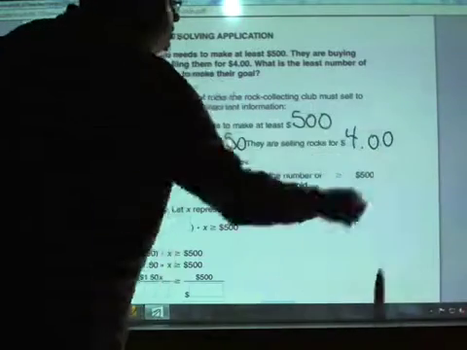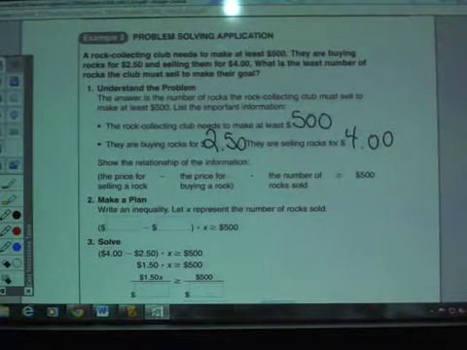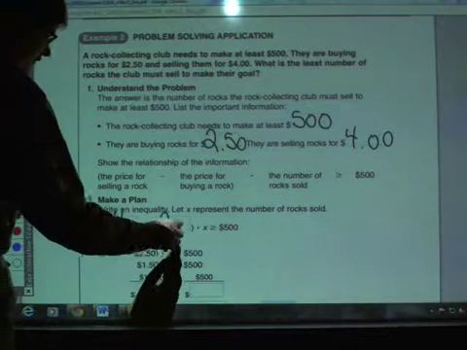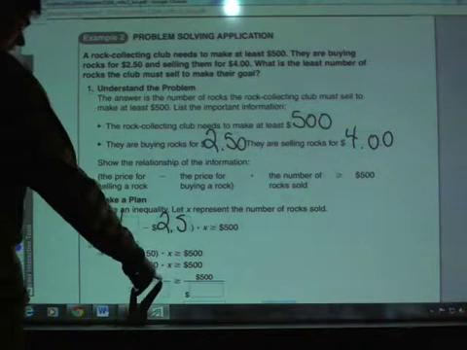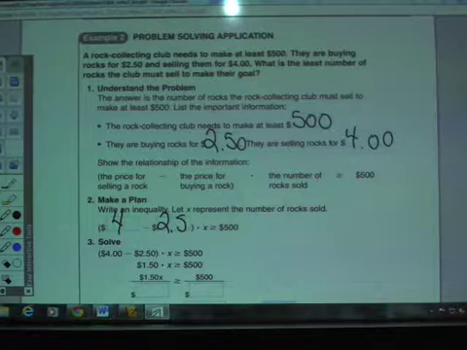So what they're going to do is take that information and turn it into a statement to help us find the profit. If they're selling them for $4 and buying them for $2.50, their profit on each rock is $1.50. So that's going to be how we're going to generate our inequality here, by taking $1.50 and multiplying it by the number of rocks that we're going to sell, which is called x. Obviously, that's our unknown, so that's our variable. That's what a variable is. It's something we don't know.